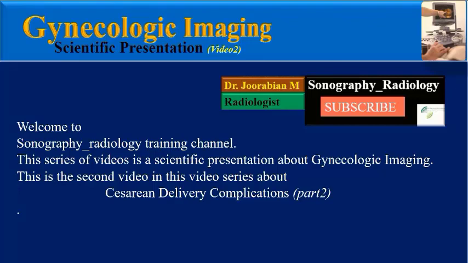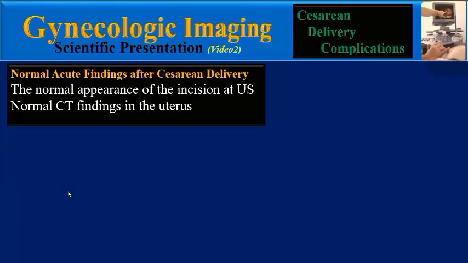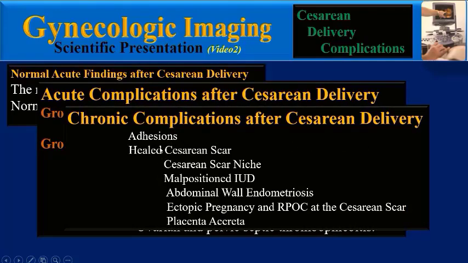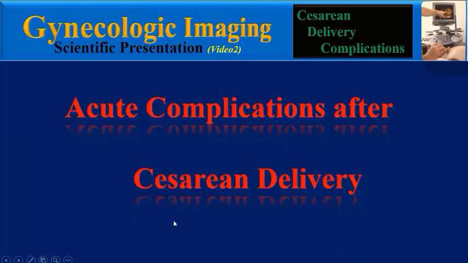This series of videos is a scientific presentation about gynecologic imaging. This is the second video in this series, about Cesarean Delivery Complications Part 2. In the first video, I explained that there are three groups of imaging findings related to cesarean delivery complications: normal acute findings after cesarean delivery, acute complications after cesarean delivery, and chronic complications. In this video, I am going to speak about acute complications after cesarean delivery.